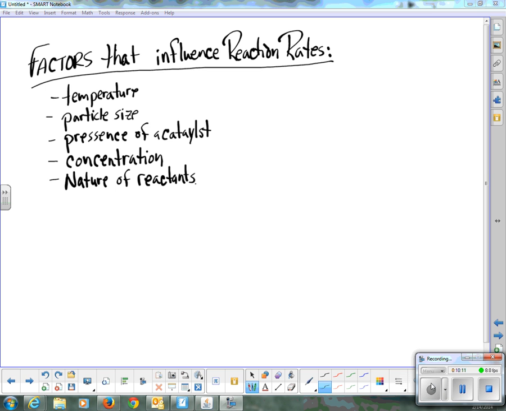The nature of the reactants. I like to think of it like a classroom, like I was telling you about. Depending on the presence of a catalyst, a matchmaker, or the nature of reactants. If I put all guys in the same room, they're not going to pair off normally. Okay, so those are the factors that influence the reaction.